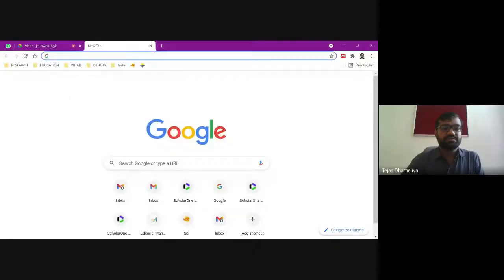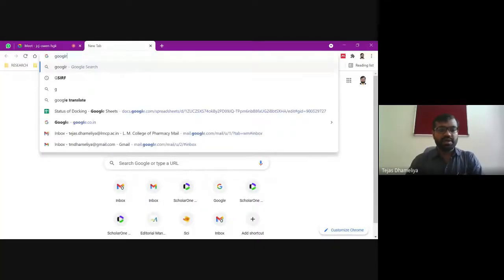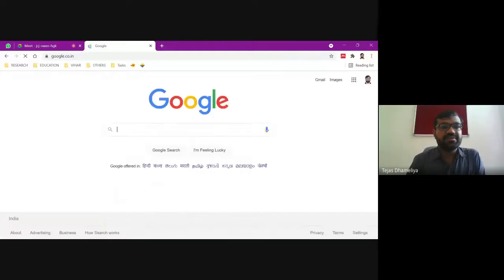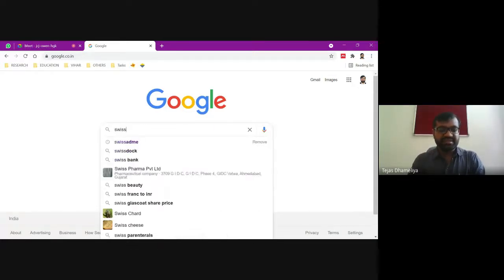Okay, so I'm going to show this to you so that hopefully it will be visible very soon. Right? So how do you have to search? You simply click on Google, and this is your Google window. You have to type here Swiss ADME.